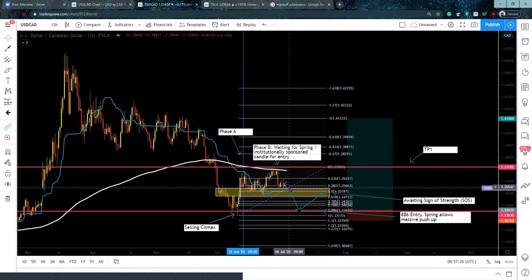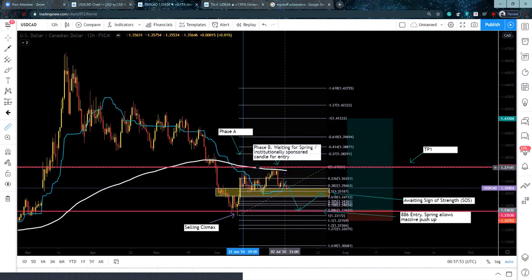But I would be looking at a 2-hour rejection for this. So we could look for an entry right around here after it comes back to clear these lows, which would be the market liquidity. And then from there, it could definitely start buying back up. Why? Phase A says the selling climax.